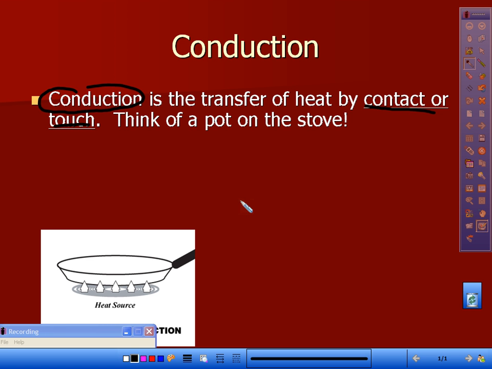So think of a pot on the stove. If there's food, let's say I have a T-bone steak in here, it's going to heat up because the coils from the electric stove are going to touch the pan, and the pan's going to touch the T-bone steak, and it's going to heat it up. So it's a direct vibration of molecules from here to here to here. Okay, so that's conduction.